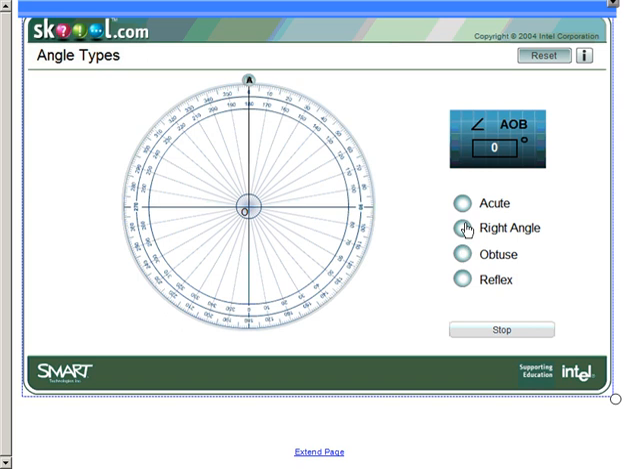Reset. Now we're going to make my right angle. I didn't have to start or stop it. A right angle is exactly 90 degrees. I'm going to make an obtuse angle. And again, it started past 90 degrees. It stopped right here at 124. And now I'm going to make a reflex angle, which started past 180. And in this case, our reflex angle is 283 degrees, all of this pink area. So you saw an example of an acute, a right, an obtuse, and a reflex angle.